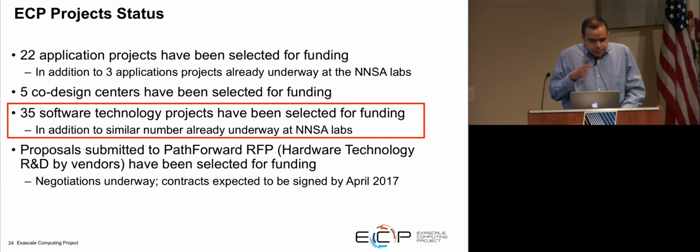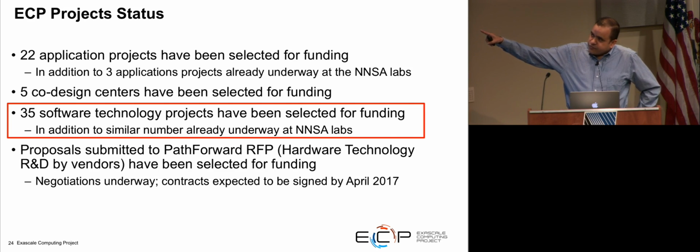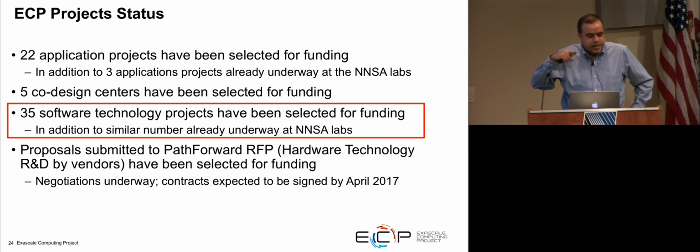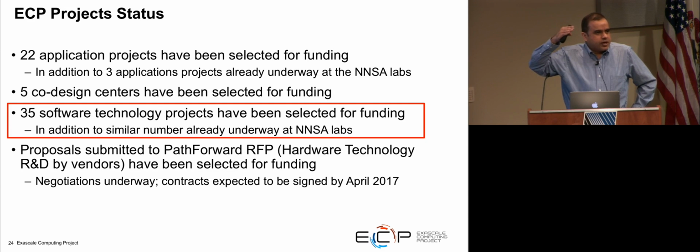So let me talk about the projects in the current set. So as I said, there were 35 software projects selected last year, and the way that happened was there was an RFI, RFP process early last year.